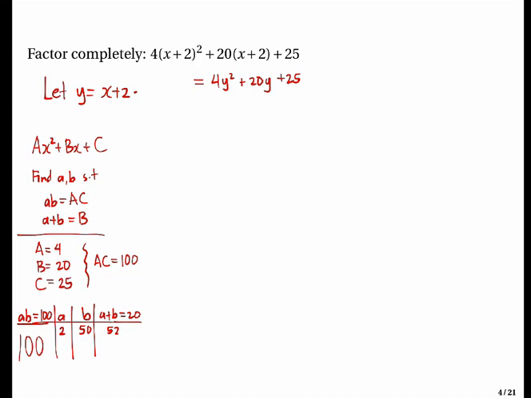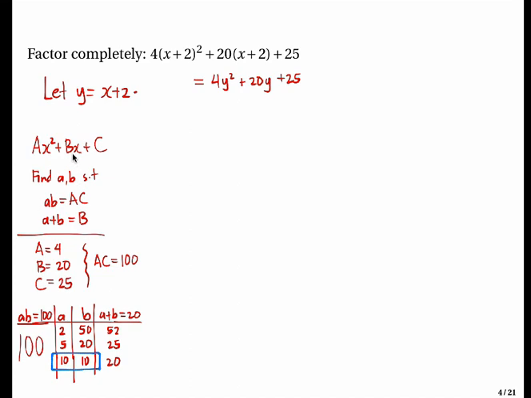You can also use 5 and 20, and if you add these, you will get 25. And then maybe you can think of 10 and 10. If you multiply 10 and 10, you get 100, and if you add 10 plus 10, you will get 20, and this is our capital B. So this is the desired pair that we're going to use.